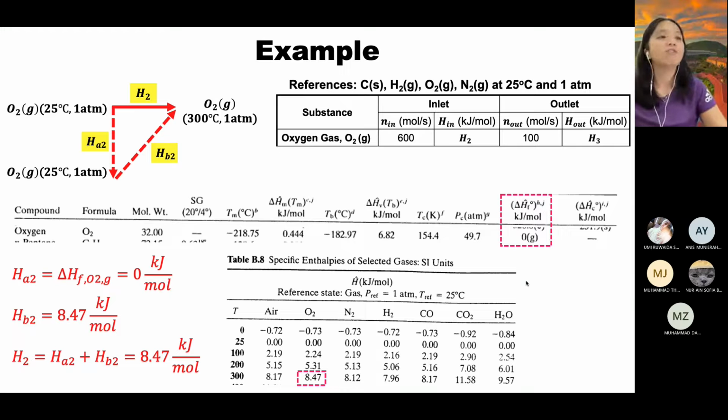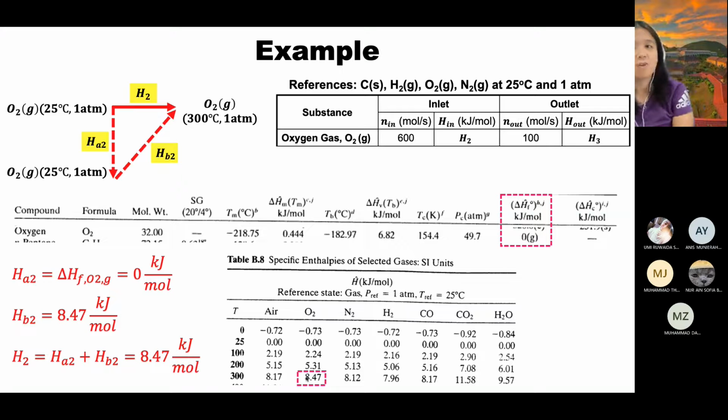Because that's why heat of formation is, if you check any reference book, 0. So HA2 is 0. Then when you already form oxygen gas at 25 Celsius, 1 atm, now you bring it to your inlet condition, which is 300, 1 atm. So in my case, I use table B8.